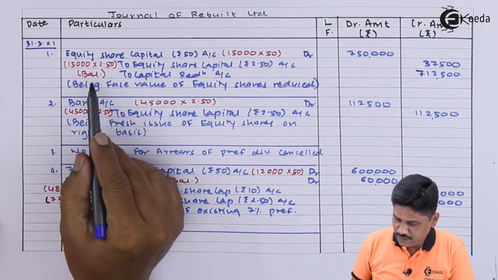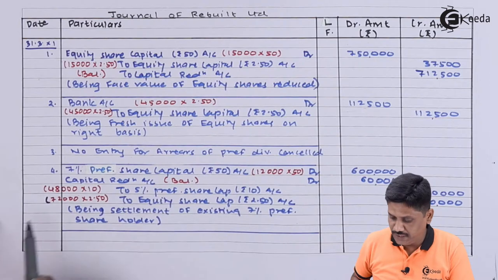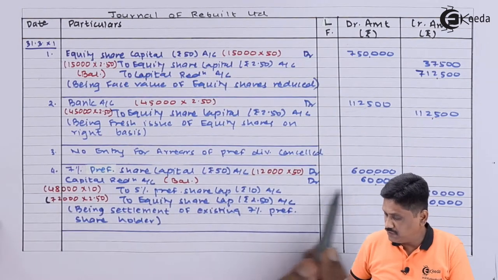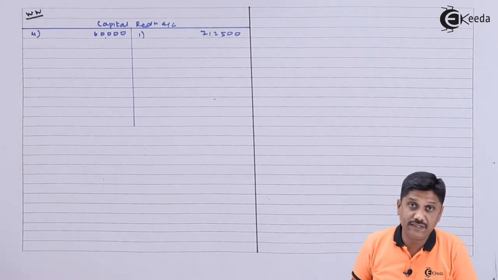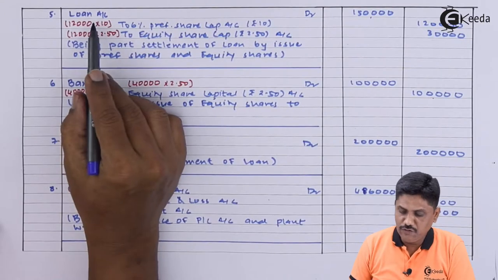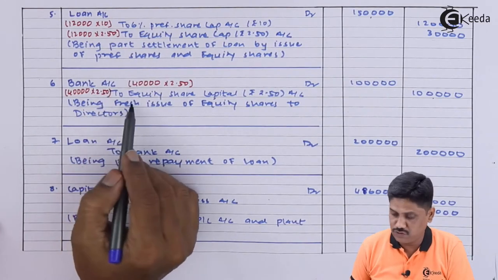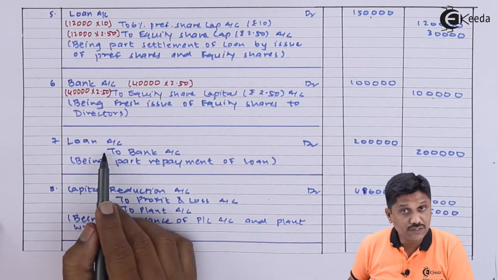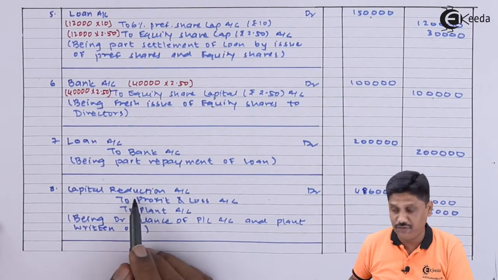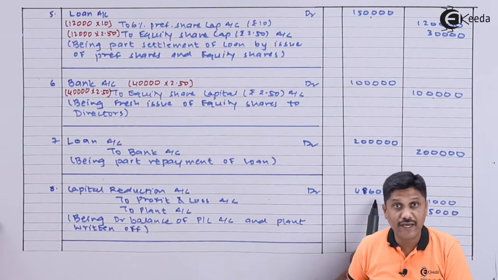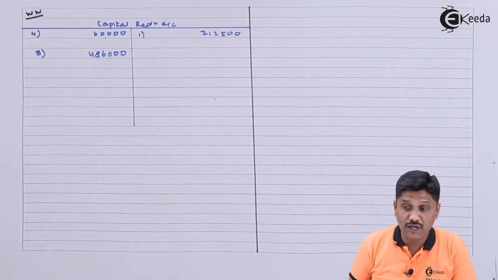After that, in your entry number 2, there is no capital reduction account. Entry number 3 is not there. Entry number 4, capital reduction account is debited with ₹60,000. So I recorded on debit side ₹60,000. In your 5th entry, there is no capital reduction account. In your 6th entry, there is no capital reduction account. In your 7th entry, there is no capital reduction account. In your 8th entry, capital reduction account is debited with ₹486,000. That's it as regards your capital reduction account.